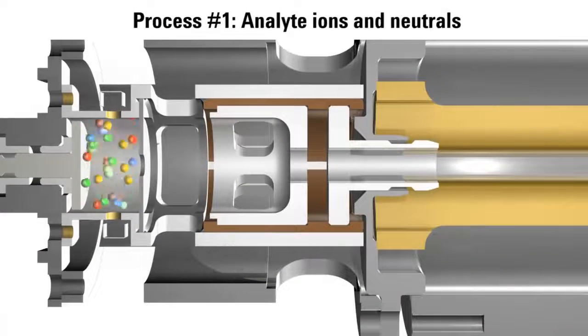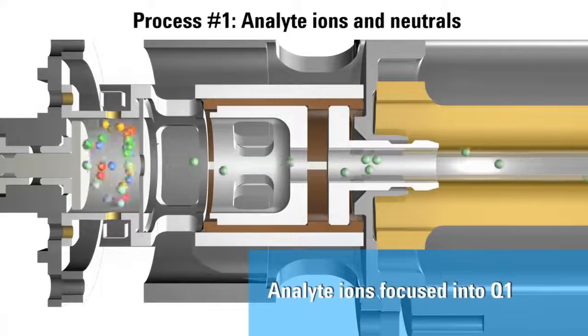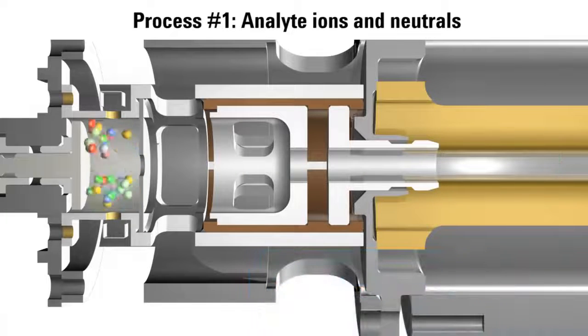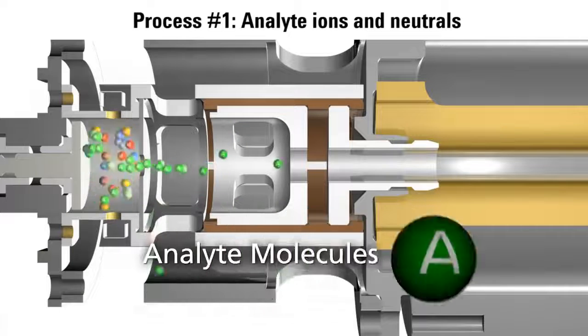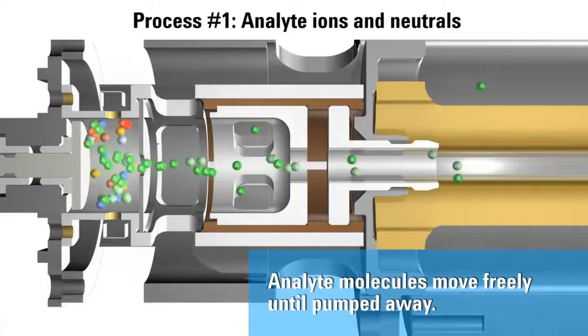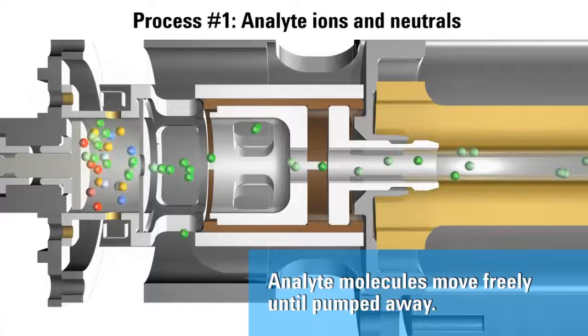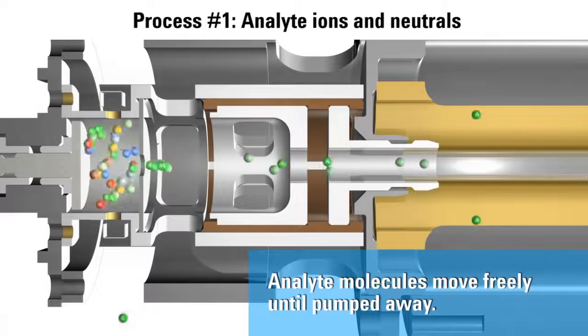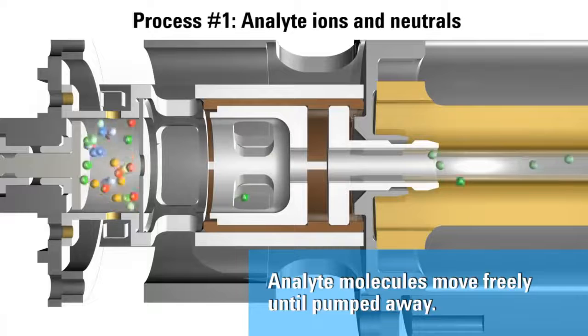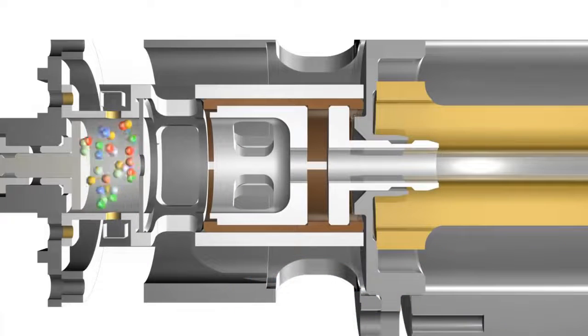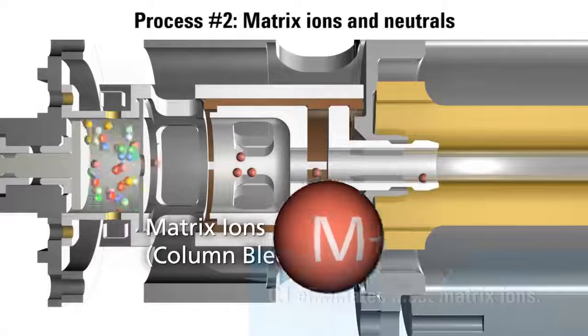Analyte molecules enter the vacuum source from the GC capillary column and begin bouncing off the hot surfaces of the source. Analyte ions are immediately extracted from the source and focused into the quadrupole mass filter. But what about the non-ionized molecules? The electrical fields within the MS have no influence on these molecules. They follow rapid random motion until removed by the vacuum pump. Parallel processes are occurring simultaneously for the molecules from the sample matrix, and instrument background like column bleed.